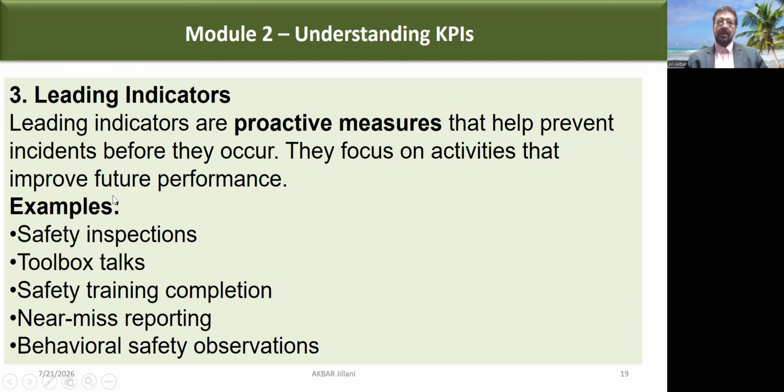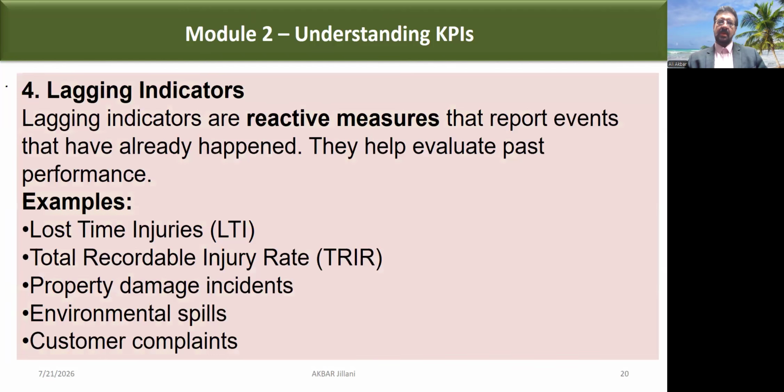Now, leading indicators. Leading indicators are proactive measures that help prevent incidents before they occur. They focus on activities that improve future performance. Examples: safety inspections, toolbox talks, safety training completion, near miss reporting, and behavior safety observations. These are the leading indicators.